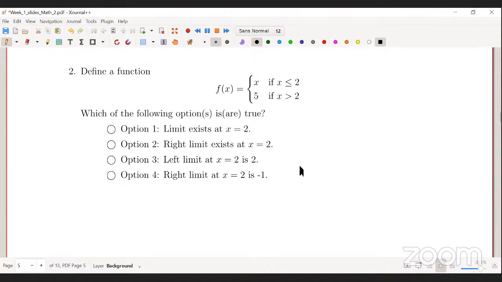So the thing is, when you want to compute the limit of a function, it's always better to try to draw the graph of the function. Obviously sometimes it's really difficult to draw the graph of a function, but if it is easy, then you should try to draw the graph of that particular function. Here the function is f of x is x if x is less than 2, and the value is 5 if x is greater than 2. So let's try to draw this function.